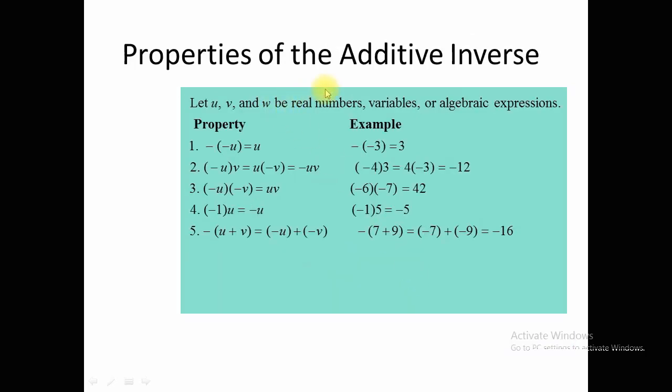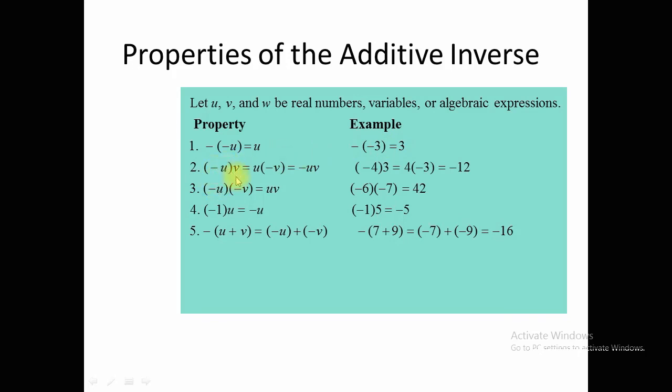Now, the properties of the additive inverse. Let u, v and w be any three real numbers, variables or algebraic expressions. Then, to define this property with an example, minus of minus u will be equal to u. Similarly, for example, minus of minus 3 equals plus 3. This is the additive inverse property.